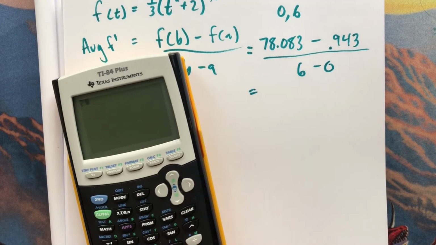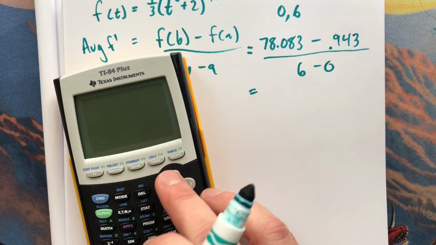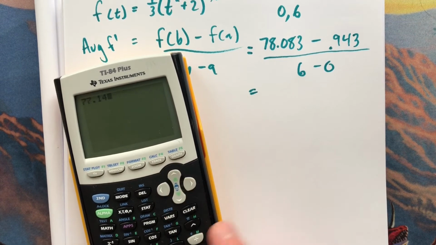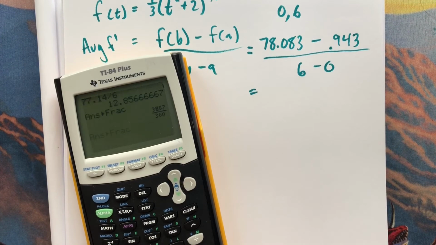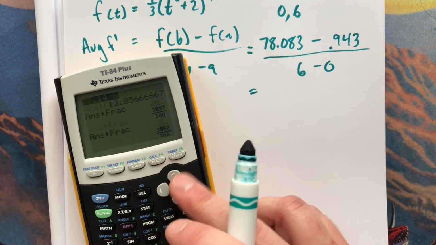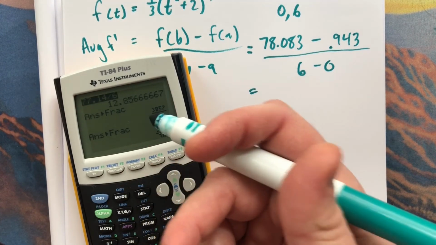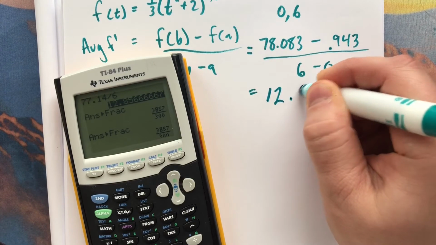So let's see, 78.083 minus 0.943. Silly me, divided by 6. Oh. All right, so don't use that fraction, because this is using an approximation to begin with, so we want to keep using the approximation.